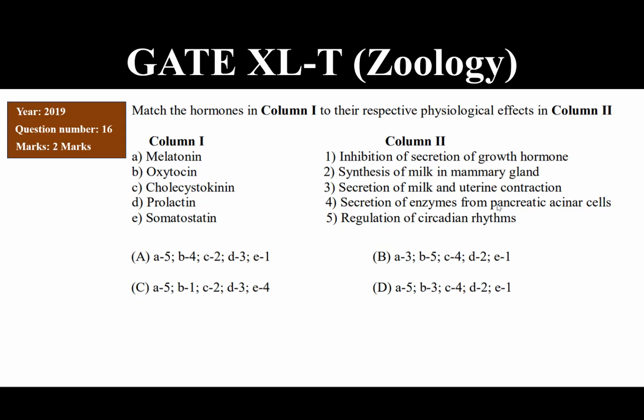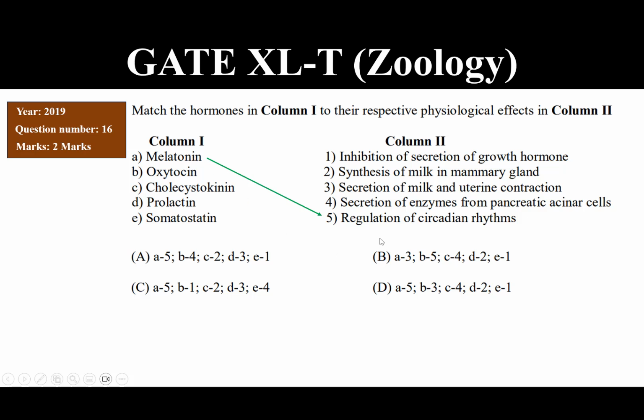So coming back to the question, you can try to solve this question by looking for some key terms in the column to match both the options. So melatonin, as we have seen, refers to the sleep hormone, and sleep is also related to circadian rhythm. So you can look for a word like circadian rhythm or sleep while trying to look for the correct match. And that is seen here in the fifth option, which says regulation of circadian rhythms. So the answer for melatonin is this.